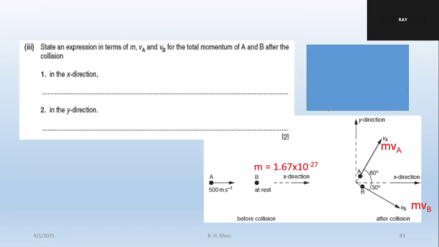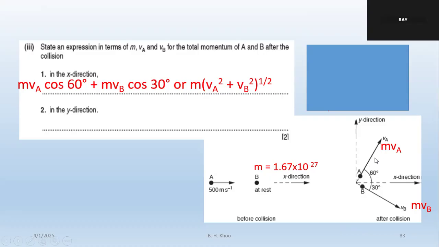State an expression in terms of m, VA, VB for the total momentum of A and B after collision in the x direction. So this one, x direction. VA is what value? cos 60. V cos 60. Yeah, two of them: m VA cos 60 and then m VB cos 30, add them together.